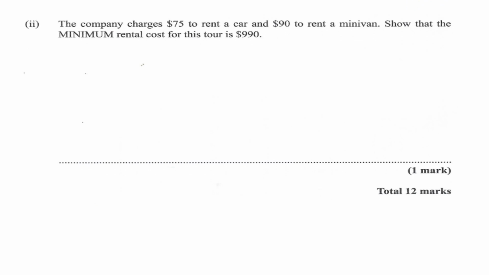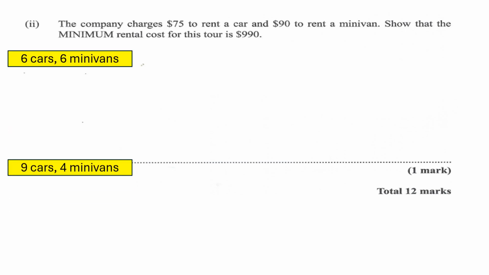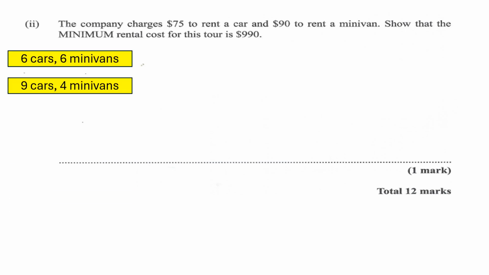Okay, so here we have part 2. The company charges $75 to rent a car and $90 to rent a minivan. Show that the minimum rental cost for this store is $990. So we took these two combinations from the previous question: 6 cars, 6 minivans, 9 cars, 4 minivans. So let's work that out.